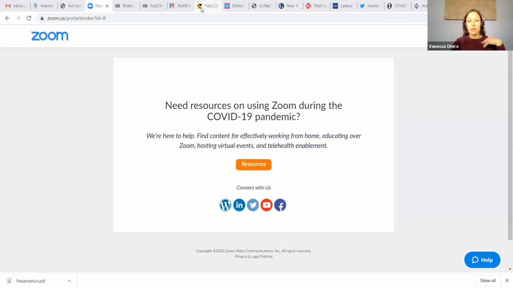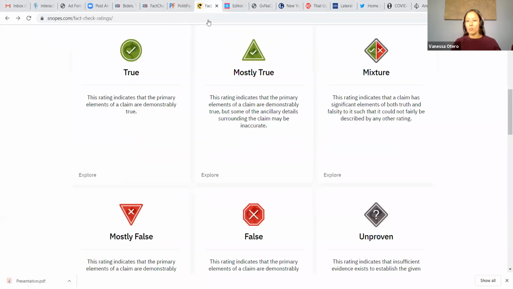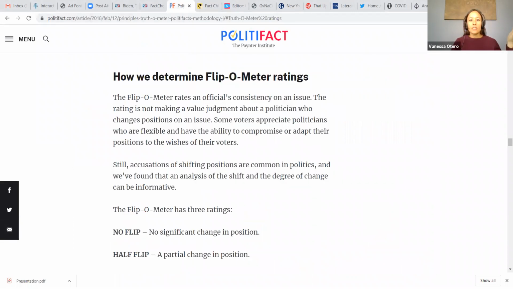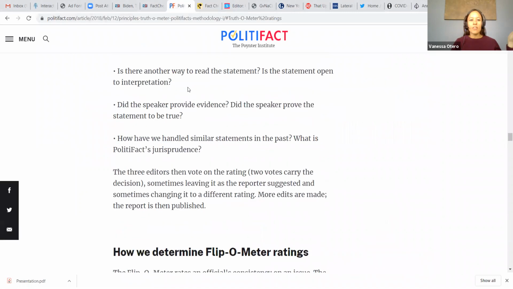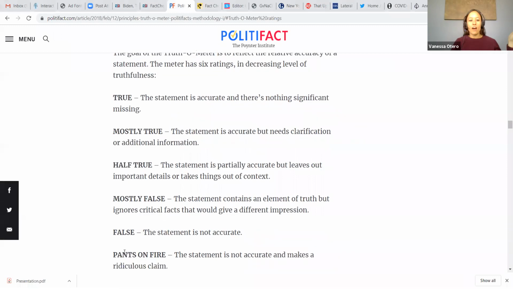I'm going to share a screen from my internet browser here. Okay, so here are two fact-checking news sites. Here's PolitiFact and Snopes. These are both great resources. We'll revisit them later. But I wanted to show you their truthfulness scales. PolitiFact has a Truth-O-Meter. So there's 1, 2, 3, 4, 5, 6 levels, okay? True, mostly true, half true, mostly false, false, and pants on fire.